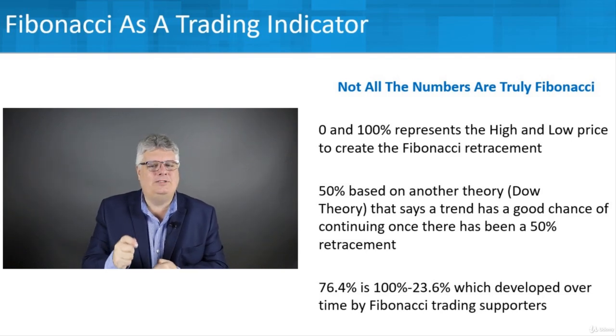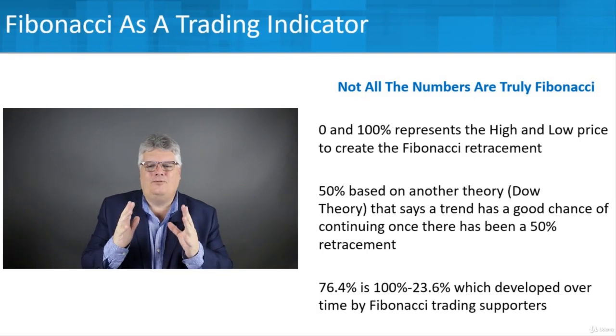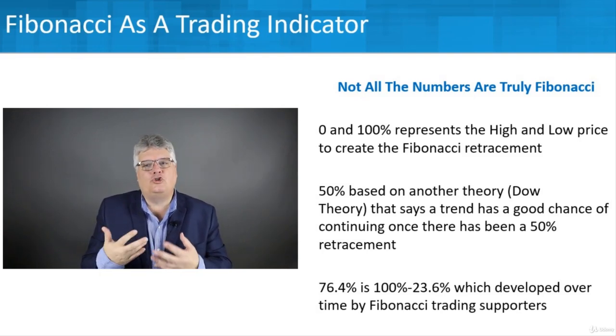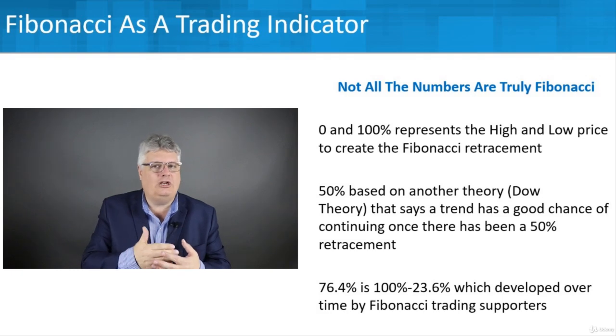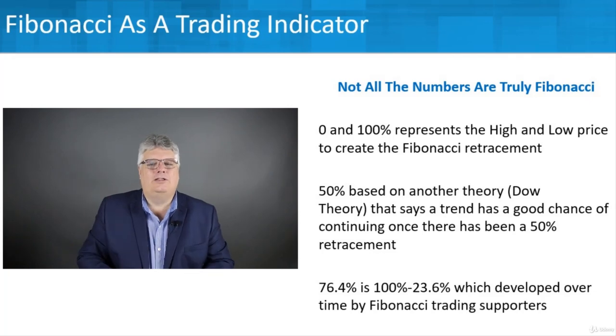50% you sometimes see in there, sometimes it's out of there, depending on your trading platform. But 50% is based on another theory, actually, it's a Dow theory, that says a trend has a good chance of continuing once there has been at least a 50% retracement in that. If it turns around at 50%, you can see that the trend will tend to continue once that retracement of 50% has happened. So that's where you see the 50%. I'll talk about that more in a second here.